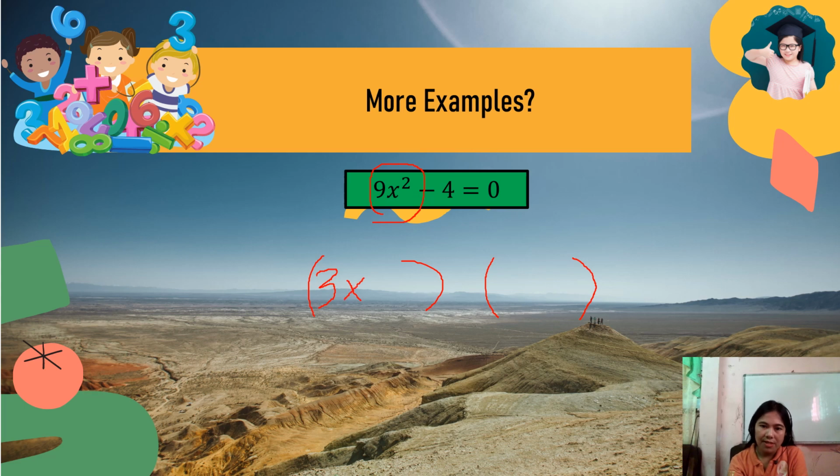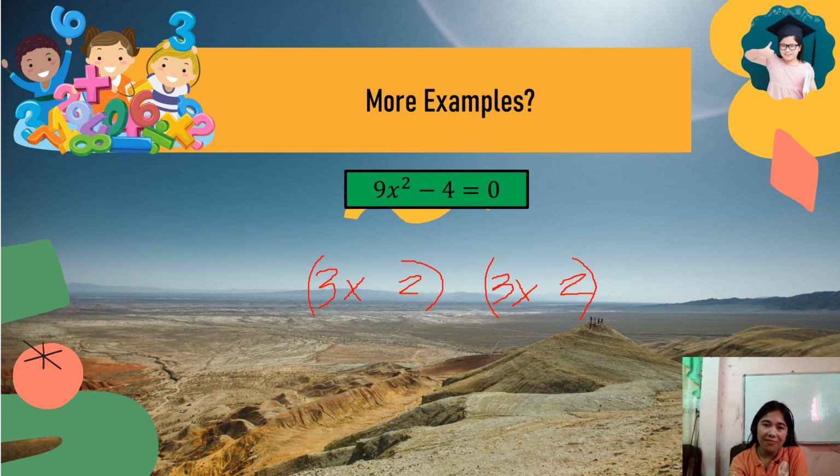Okay, and then 3x on the other side. Okay, sandali. Okay, pagkatapos, yung 4 is also a perfect square. Kunin din natin yung square root niya. So, meron siyang 2. So, 2 dito. Then, another 2. And then, i-follow mo na yung rule natin in terms of the last term sign or the constant sign.